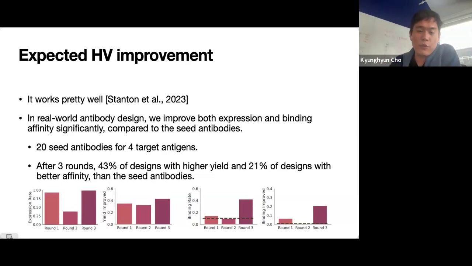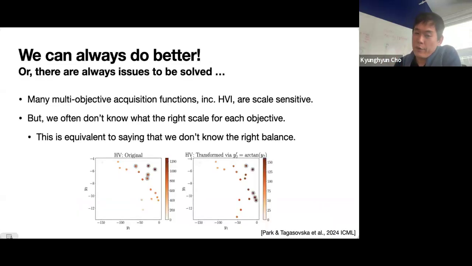So expected hypervolume improvement seems to be a good acquisition function, or a metric to measure the quality of the Pareto frontier. However, we can always do better because there are always some issues to be resolved. One of the issues with many of these multi-objective acquisition functions is that they are scale sensitive. And when it comes to objective functions you run into in real life, we never know what the right scales to use are. Can I just put the log there? Can I exponentiate it? Can I square it? No one really knows. Scale is a big issue. Can I just multiply with some numbers? No one really knows. And this is equivalent to saying that we don't know the right balance, while we actually use a particular scale for one objective, and some other scale for the other objective.